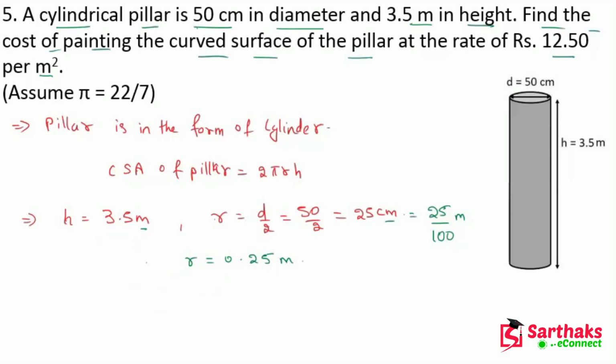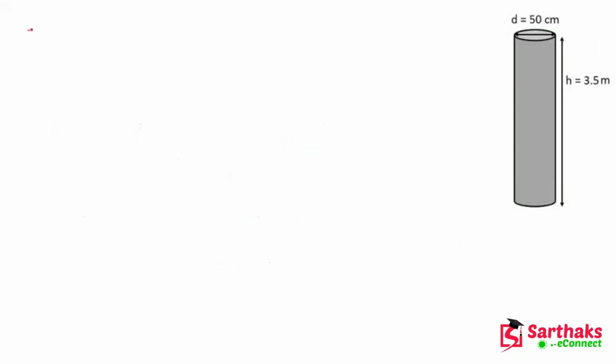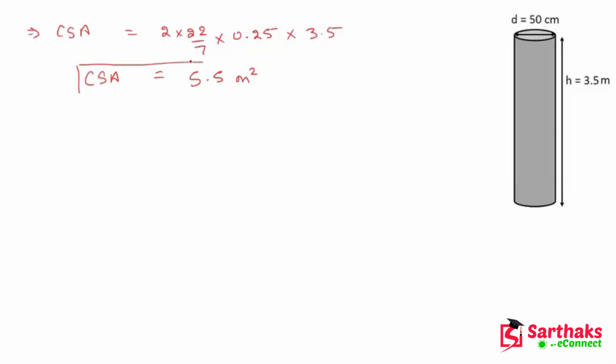Now we can use h and r. So here you can see CSA is equal to 2 into 22 upon 7 into r, which is 0.25, into h, which is 3.5. After solving this, we get 5.5 meter square. So this is the CSA of the pillar. I hope you get this point.